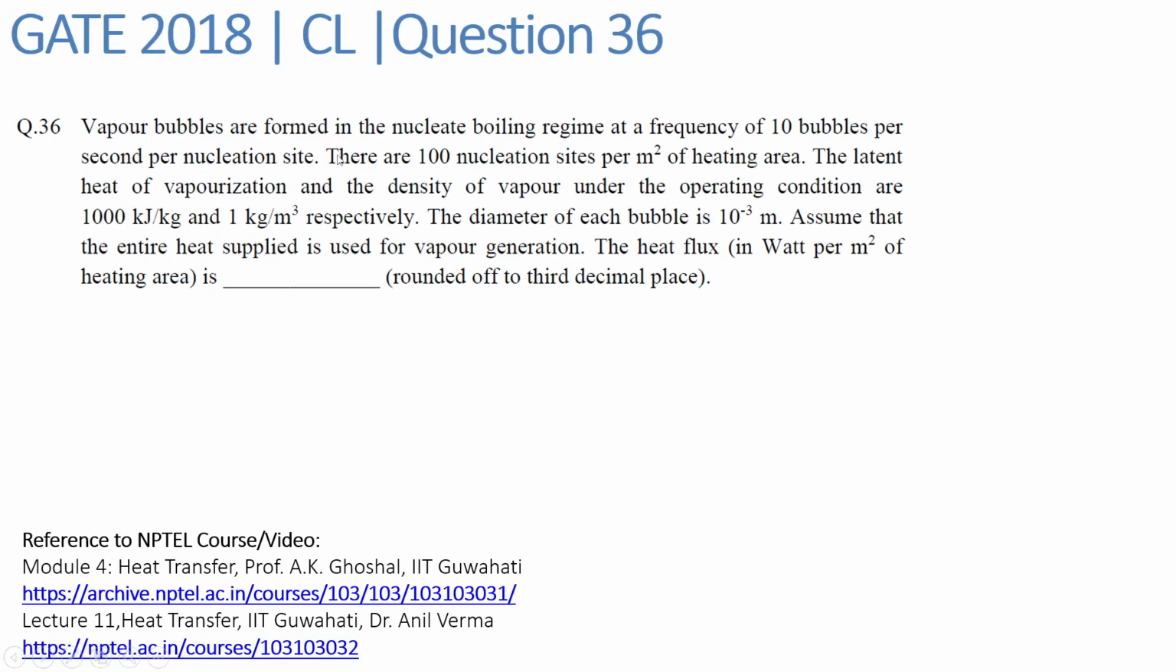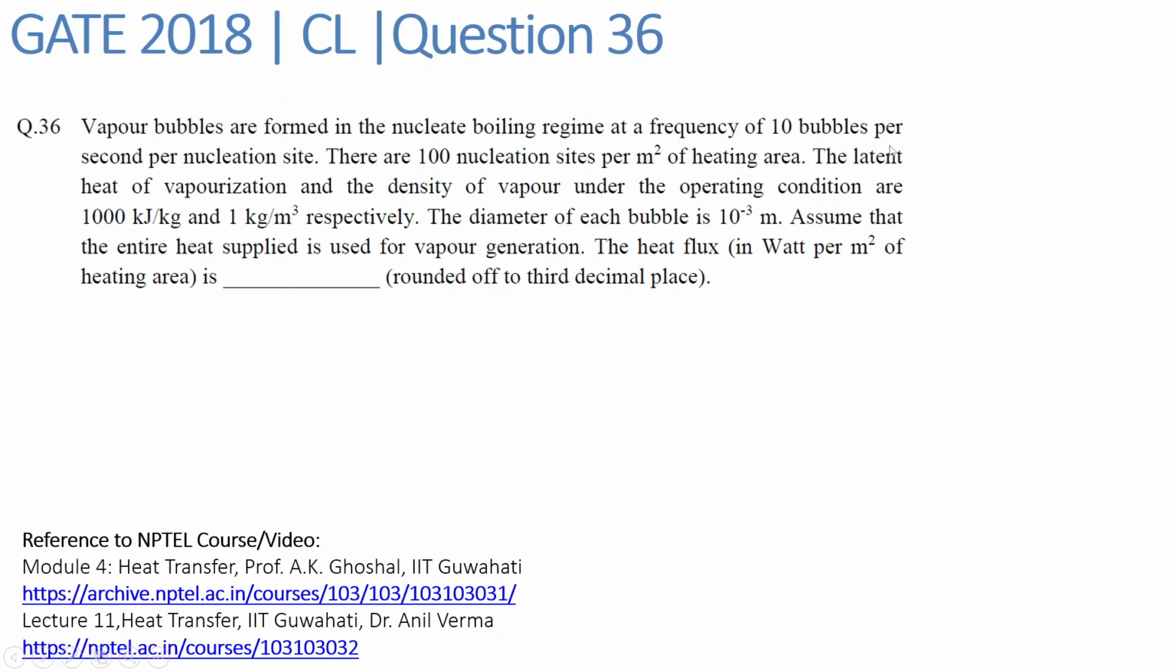So in this question, we looked upon how to calculate the heat flux by using the latent heat of vaporization and multiplying it by the total number of bubbles formed. So first we found out how much heat is provided by each of these bubbles, and then we multiplied it by the total number of bubbles. The total number of bubbles are just simply calculated by using the first two information. So that is, we were provided 10 bubbles per second per nucleation site, and we were given 100 nucleation sites per meter square. And that implied that there were total 1000 bubbles per meter square of heating area.